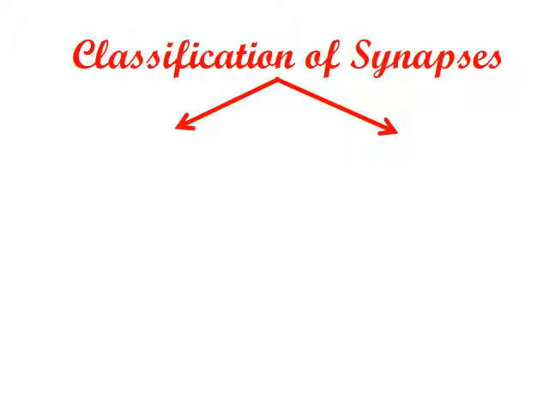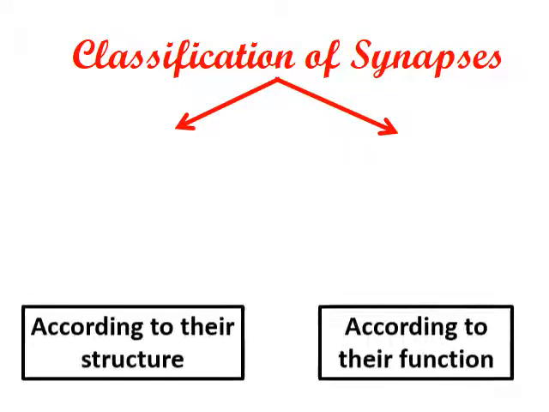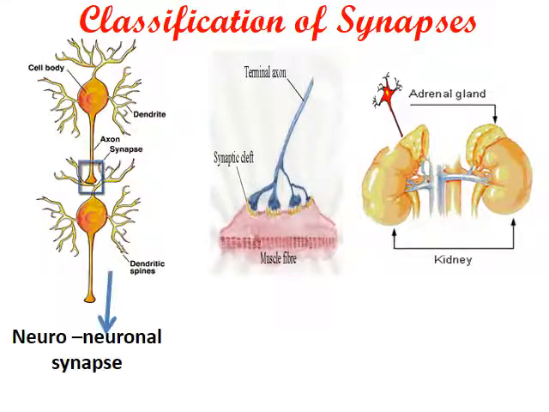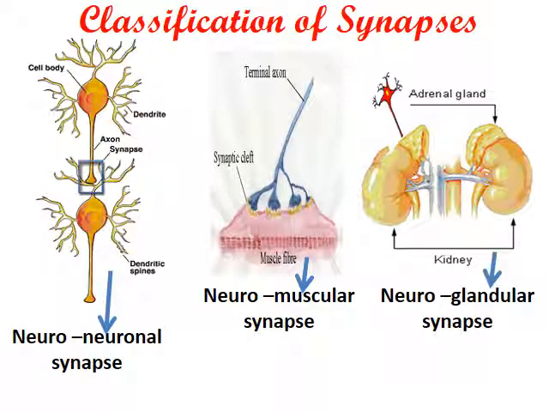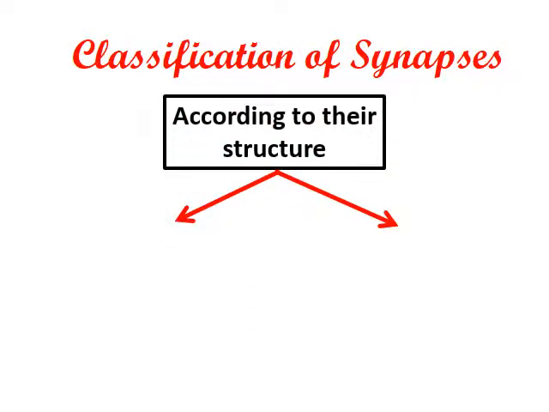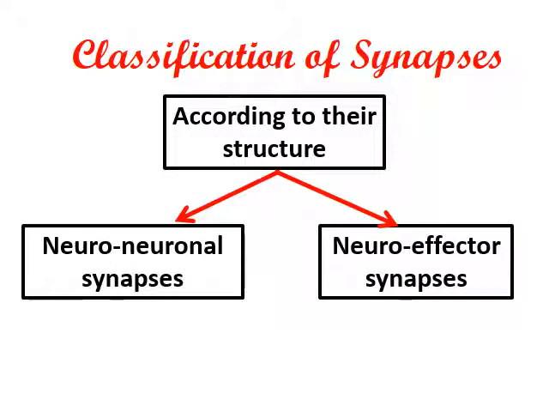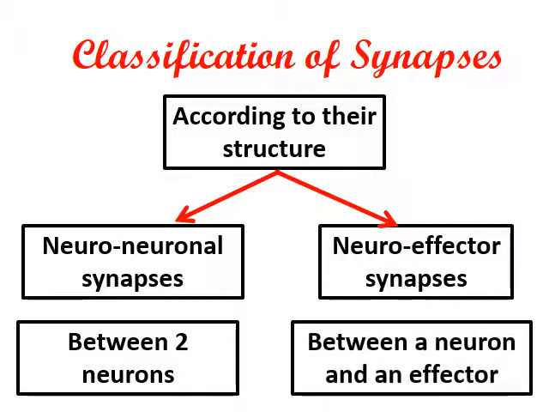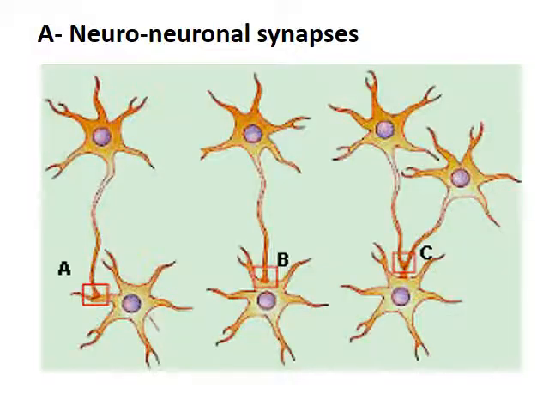Classification of synapses. Synapses are classified either according to their structure or according to their function. According to structure, we have neuronal synapses, neuromuscular synapses, or neuroglandular synapses. Neuromuscular and neuroglandular are both called neuroeffector synapses. Neuronal synapse is between two neurons, while neuroeffector synapse is between a neuron and an effector.